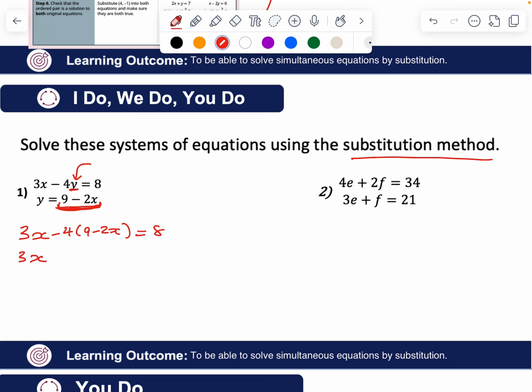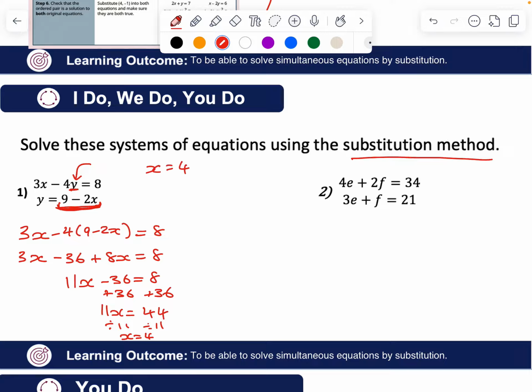So 3x, if I multiply this out, 4 times 9 is 36. Negative 4 times negative 2 will change to a positive 8x, is 8. If we simplify the x's, I have 11x, and then minus 36 is 8. Then add 36 to both sides. 11x is going to equal 44. Divide both sides by 11. That means x is 4. So for this question, x is 4.